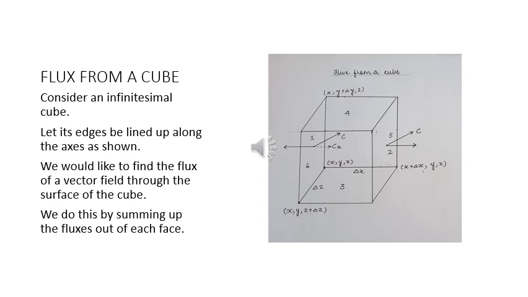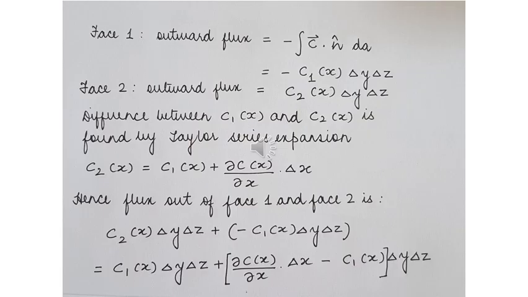Let us consider the flux from an infinitesimal cube. Let the edges of the cube be lined up along the axes as shown. We would like to find out the flux of a vector field through the surface of the cube. This is done by summing up the fluxes out of each face. The outward flux out of face 1 is given by minus the integral of C dot N dA, which is equal to minus C1x delta y delta z. The outward flux out of face 2 is given by C2x delta y delta z.